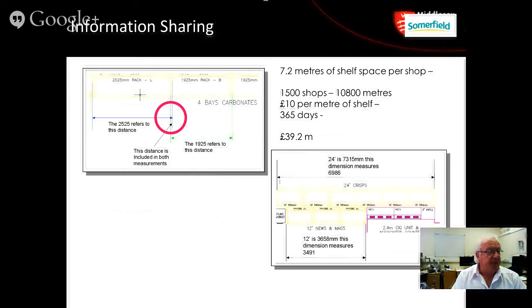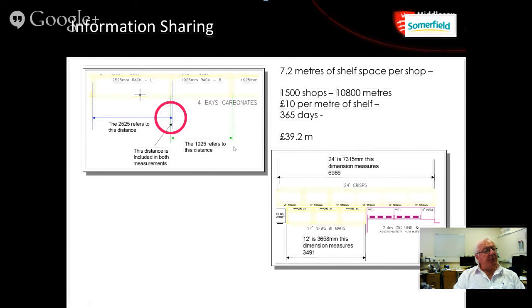Just a little example here from Summerfield, a silly example in some respects. I know I'm stretching a point, but looking at a couple of their drawings, that one on the top left there in the red circle, those dimension lines overlap. So we've lost 25 millimeters of space. Now, if you think that in any typical shop there might be 8 of these bays, double-sided, 4 stacks at least, that might add up to 7.2 meters of shelf space per shop. 1,500 shops, that's 10,800 meters. At that time, a meter of shelf on average earned about £10 per day, and for 365 days, if that mistake were replicated, would lose them something like £39.2 million worth of business.